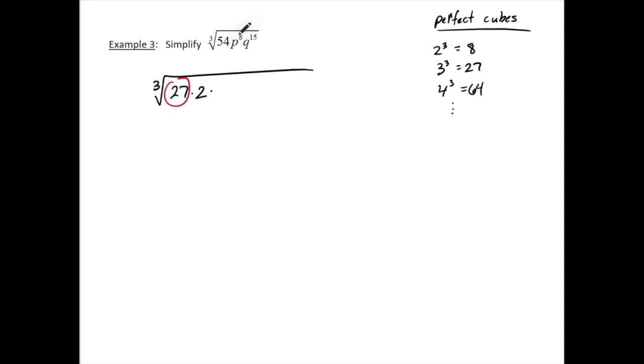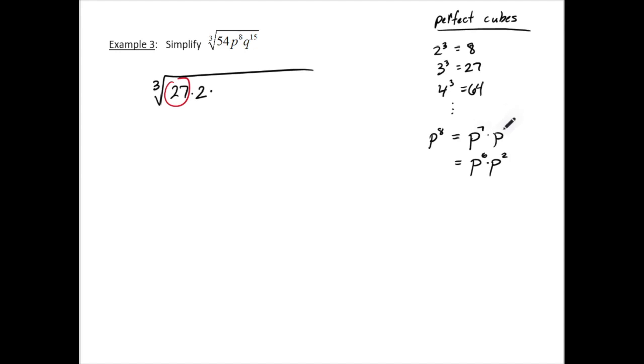Now for the variables, we need to look at the exponents. A perfect cube will have an exponent that's a multiple of 3. So don't be confused by the fact that 8 as a number is a perfect cube. As an exponent, p to the 8th power is not a perfect cube because 8 is not a multiple of 3. So we need to factor out one or two factors of the variable p until we get an exponent that is a multiple of 3.